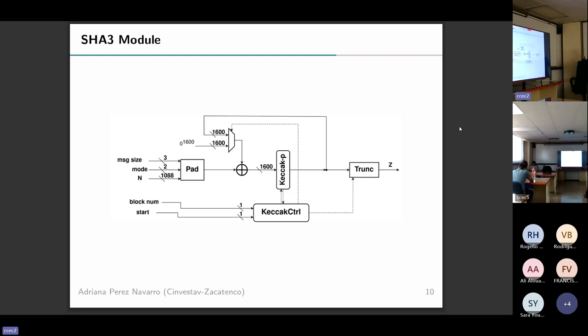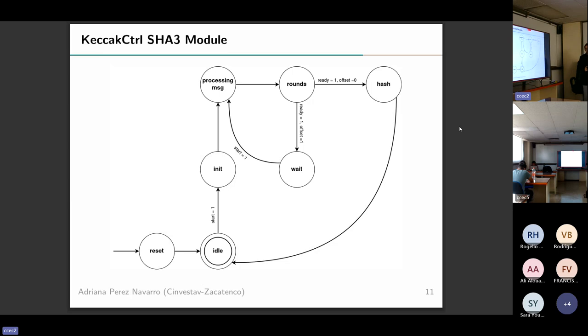Keccak is the design we see above. This state machine has seven states and controls the message processing, controlling all the rounds for each block. When the little state machine sends the ready signal, it decides if there is another text to process or if it produces the hash.